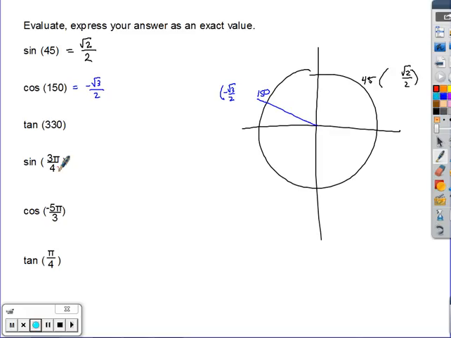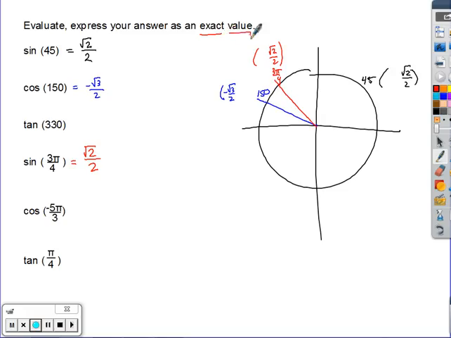So sine of 3 pi over 4. Now I'm switching it up on you. If you're using your calculator, now you have to change your mode to radians, because it's given to you in radians. But I'm not using my calculator. I'm using my unit circle. Right here is 3 pi over 4, and I'm looking at the coordinate there, and it's sine, so I'm looking at the y value of that coordinate, which is √2 over 2. All right, I'm writing all these as fractions because my directions say exact value.